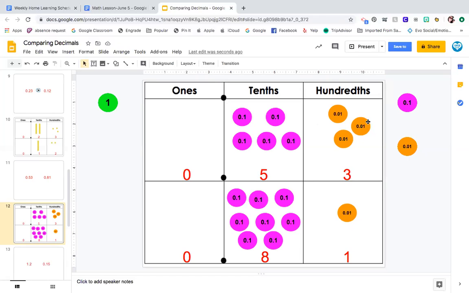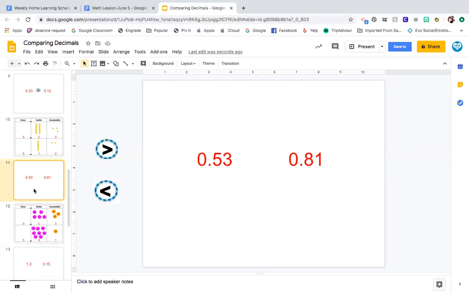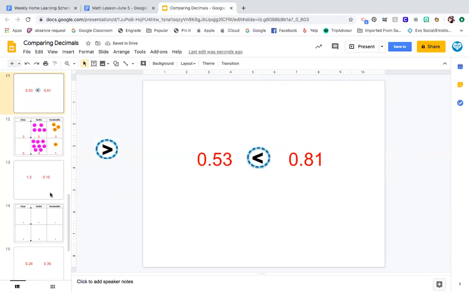Even though this one has more in the hundredths place than this bottom number, it's still that clue in the tenths place that tells me that 0 and 81 hundredths is greater than 0 and 53 hundredths, because there are more discs in the tenths place on the bottom than there are on the top. So I can go ahead and drag in my less than symbol to show that 0 and 53 hundredths is less than 0 and 81 hundredths.